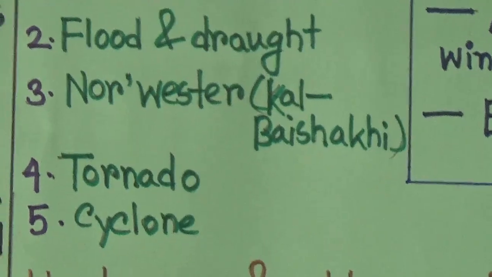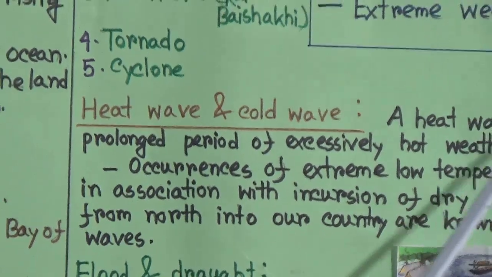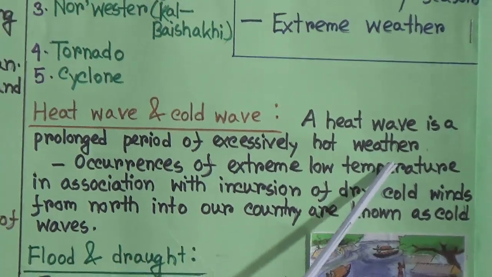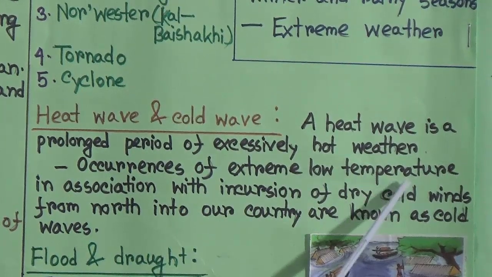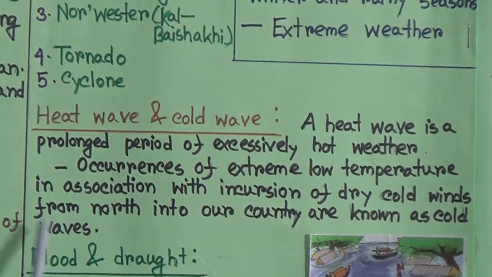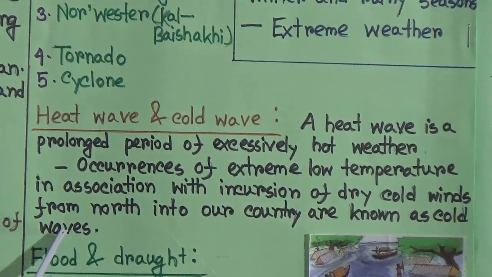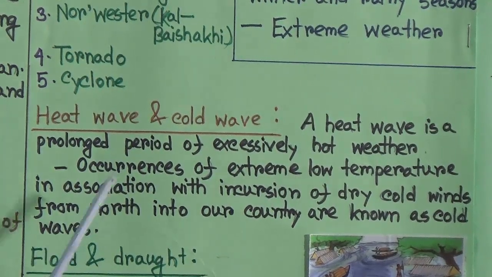Let's discuss these. First one, heat wave and cold wave. What is a heat wave? A heat wave is a prolonged period of excessive heat weather. Normally we face it in summer season. Occurrence of extreme low temperature in association with incursion of dry cold winds from the north into our country is known as cold weather or cold wave, and normally we observe it in winter season.